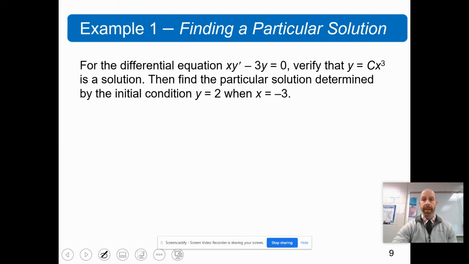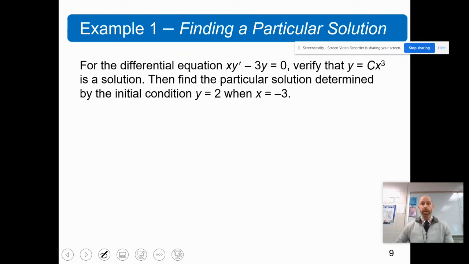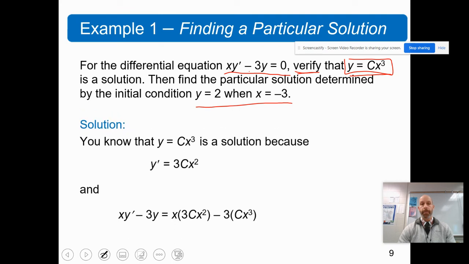Now, let's do an actual example, finding the particular solution. Here we have a differential equation, x y prime minus 3y equals 0, and we are asked to verify that y equals c x to the third is a solution. Then it says find the particular solution determined by the given initial condition. There are two questions being asked here. The first question is just saying, check that it's the solution. So let's go ahead and do that first.